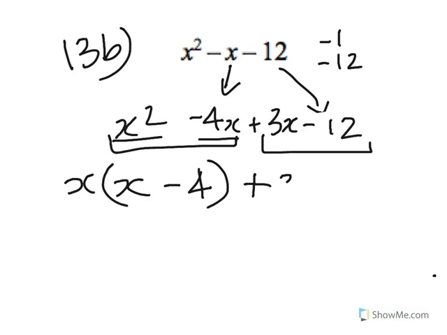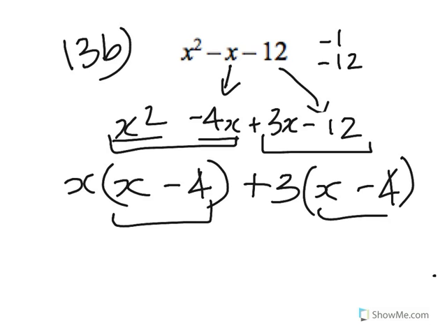What's common between them? 3. So 3x divided by 3 is x, and -12 divided by 3 is -4. Now in a quadratic equation, this should always be the same, otherwise you've gone wrong somewhere.